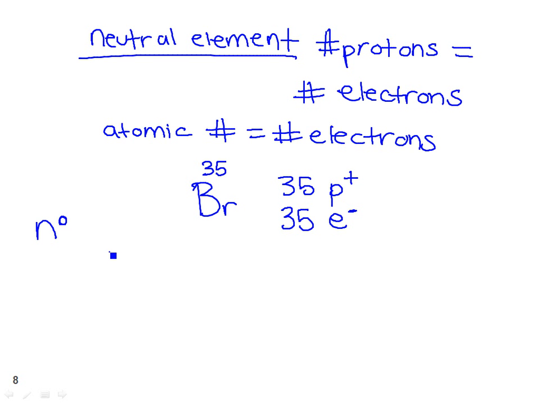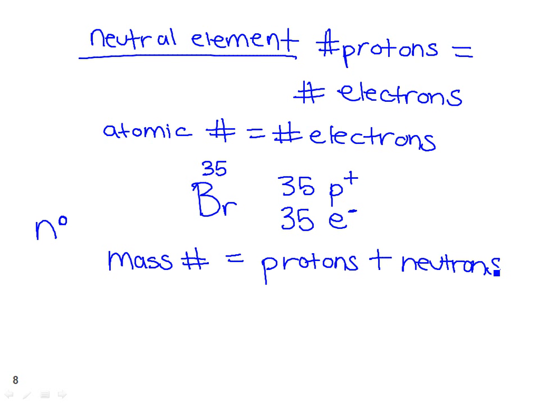This is where something called the mass number comes into play. The mass number is equal to the number of protons plus neutrons. This is a number that has to be given to you. It is always a whole number, and it does not come from the periodic table. We'll see in a few minutes what a mass number is, and basically it accounts for all of the different isotopes of an element.